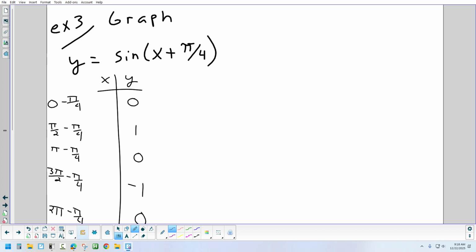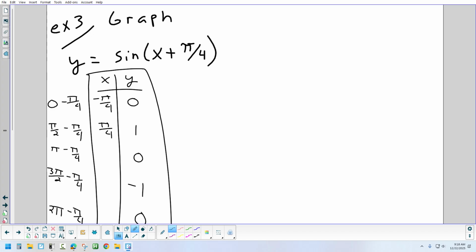Okay, so the first one is negative pi over 4. This would be 2 pi over 4, take away 1 pi over 4. 2 pi, take away 1 pi, is 1 pi over 4. 4 pi over 4, take away 1 pi over 4, is 3 pi over 4.